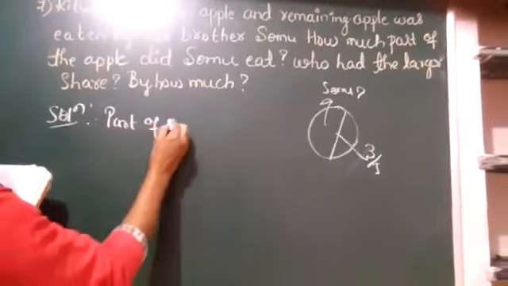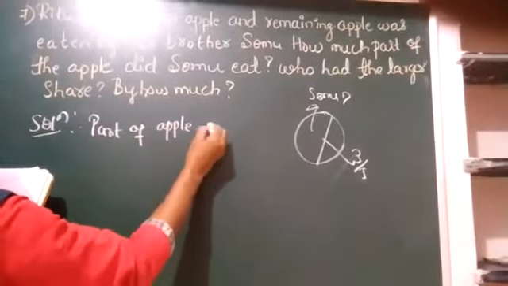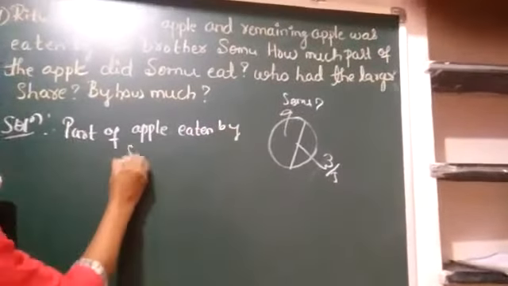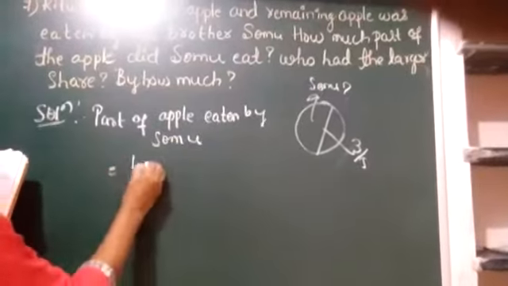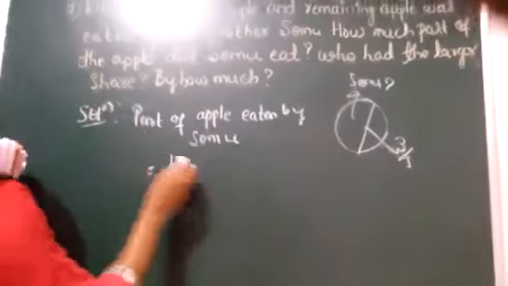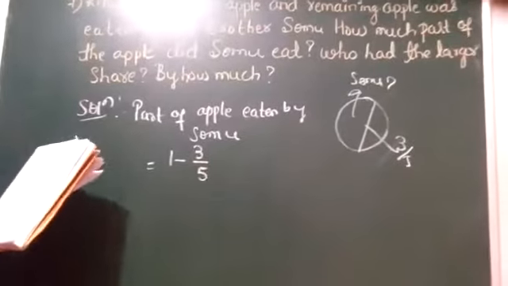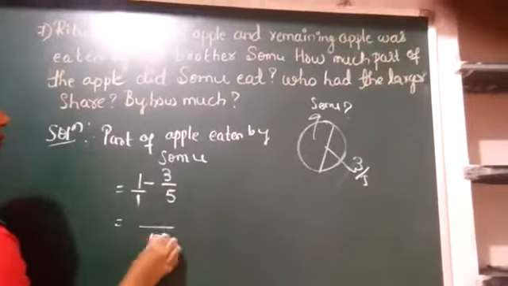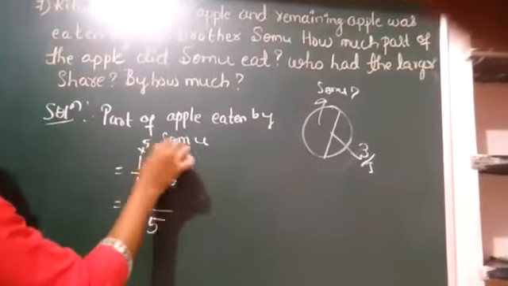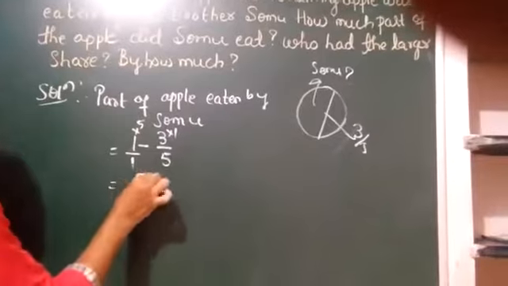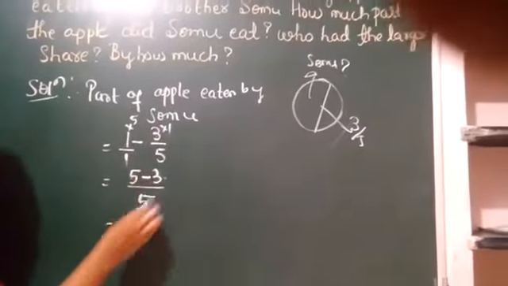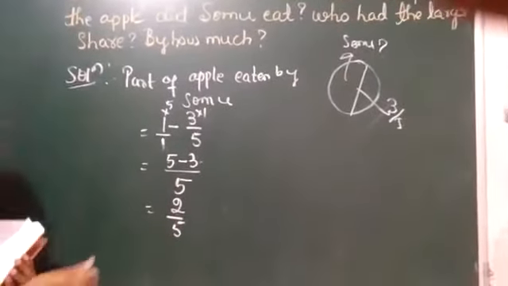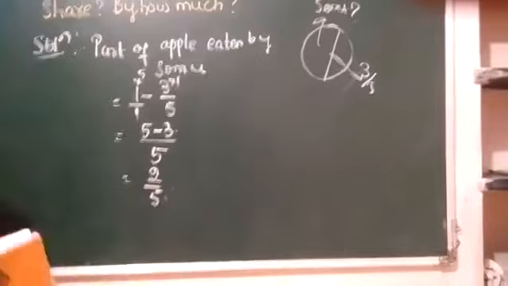The part of the apple eaten by Somu is 1 minus 3 by 5. 1 means the full apple. Here, no number means you can take 1. For 1 and 5, the LCM is 5. 1 5s are 5, 5 ones are 5. 3 ones are 3. 5 minus 3 is equal to 2 by 5. So Somu ate 2 by 5 part.